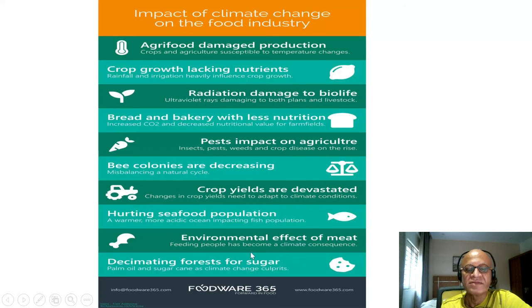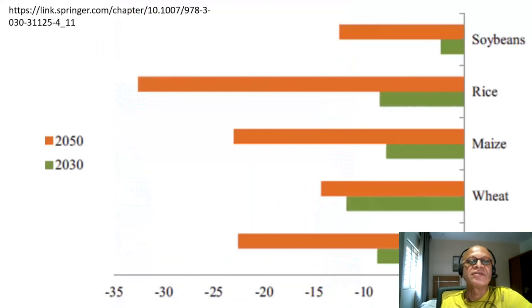Environmental effect of meat. So we will look at how agriculture itself affects the environment. Feeding people has become a climate consequence now. So agriculture is now a major contributor to environmental damage and greenhouse gases. Decimating forests for sugar: palm oil and sugarcane as climate change culprits. This is especially bad in some parts of Indonesia, for example. So cash crops plus bioenergy are driving food insecurity and environmental degradation, forest loss, land degradation, and so on.